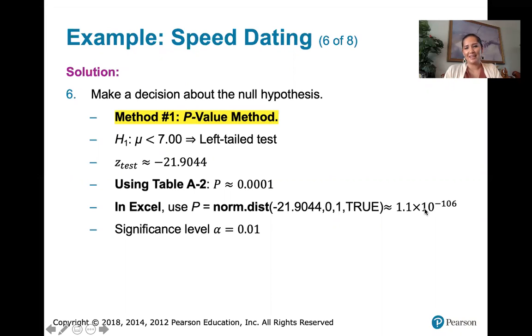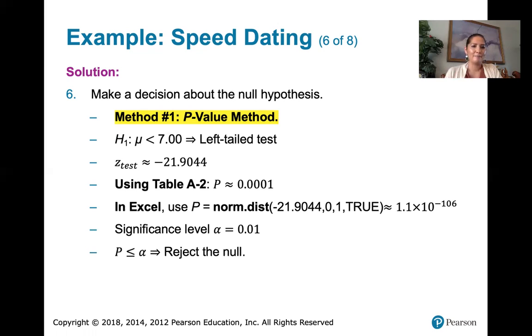And obviously this tiny number is smaller than the alpha equals 0.01 significance level, since that probability is very tiny. This is the probability of getting an x bar equal to our x bar, or an x bar that is even less than our x bar, and it is 1.1 times 10 to the negative 106. It's just a minuscule probability. It would be extraordinarily rare to have that happen if the null hypothesis is true.